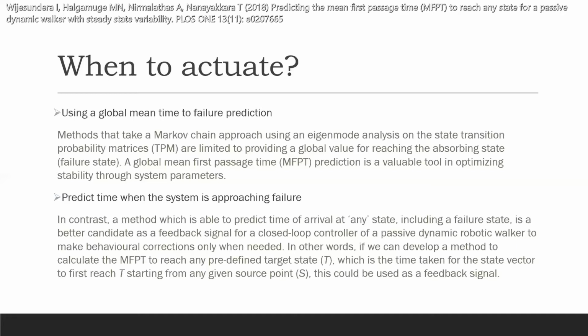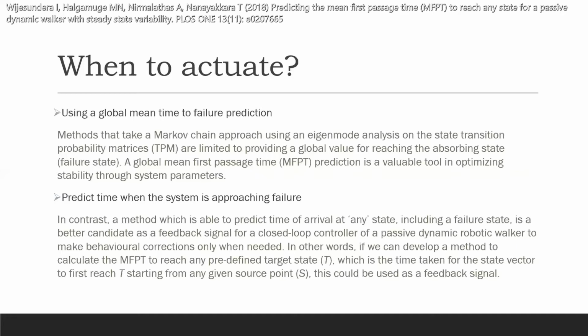A popular metric used to measure and optimize a walker's performance is the expected time to failure. Methods that take a Markov chain approach, using an eigenmode analysis on the state transition probability matrix, are limited to providing a global value for reaching the absorbing state or the failure state. A global mean first passage time prediction is a valuable tool in optimizing stability through system parameters.